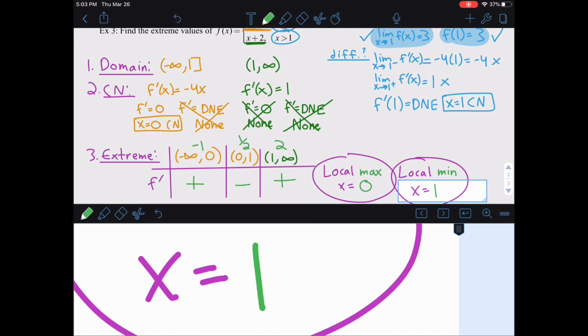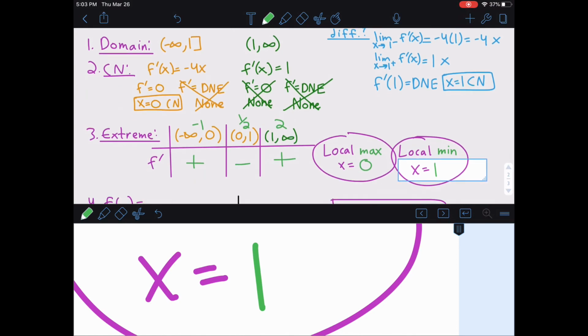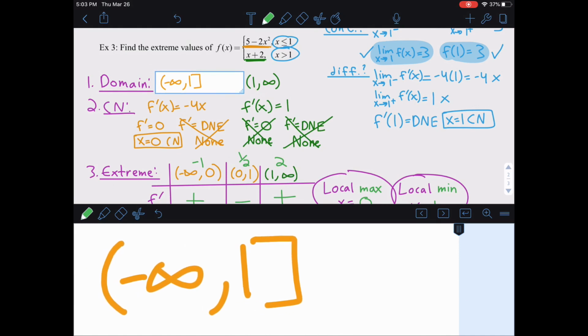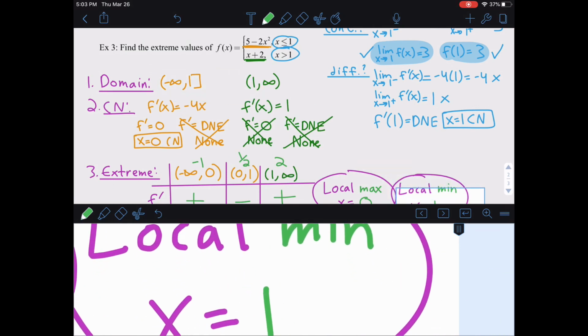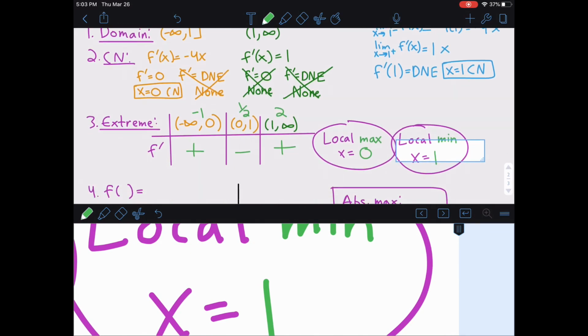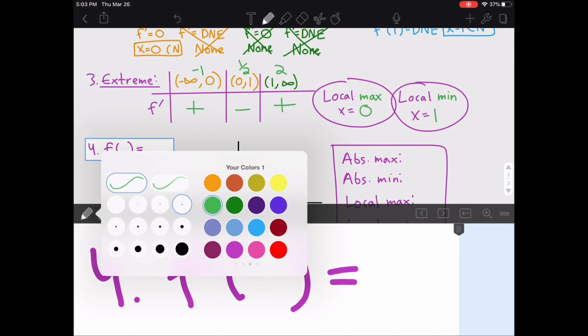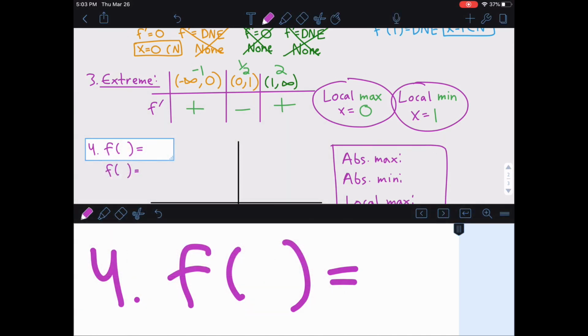Okay, so this time around, I have a local min and I have a local max. Okay, so my last step, no endpoints here, right? Oh, actually, sorry. 1 was an endpoint there. Well, 1 is already my local min, so I have to check it anyways. Okay, last step here is to now plug both of those into the original function.